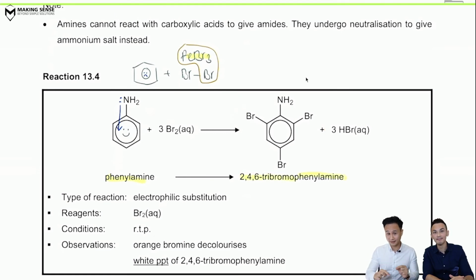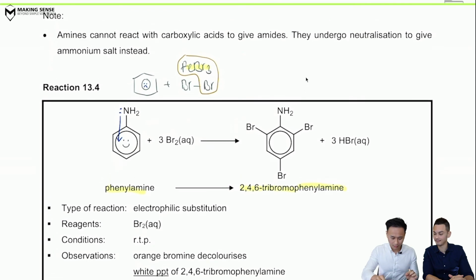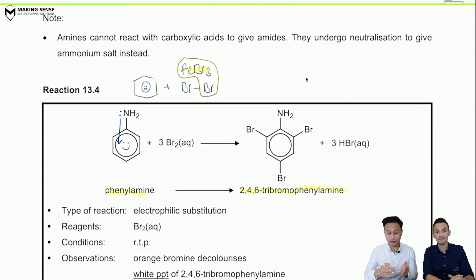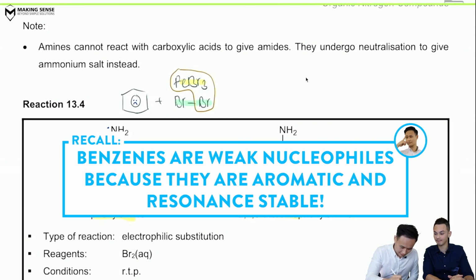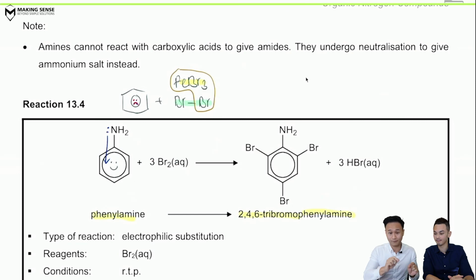Now, before we start this, I'm just going to very quickly recap how benzenes actually react with bromine. If I have a benzene here, we need to use this thing called a halogen carrier catalyst. Why? Because benzenes are actually very, very weak nucleophiles because they're resonance stable. So for your benzene to actually react, the halogen carrier catalyst needs to pull away one of the Brs to generate your Br+, so the benzene can attack.